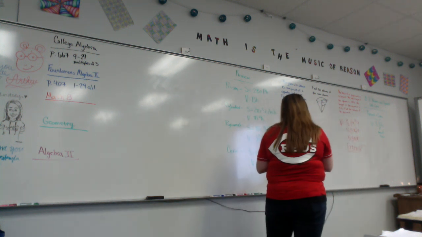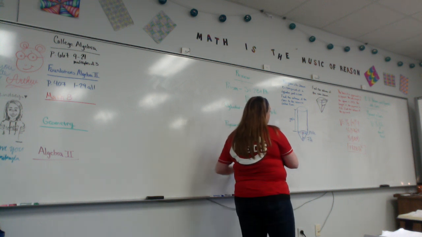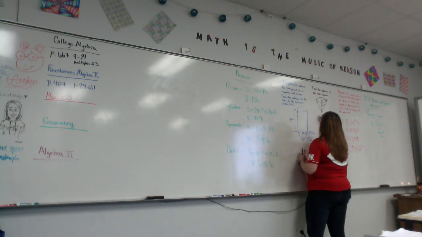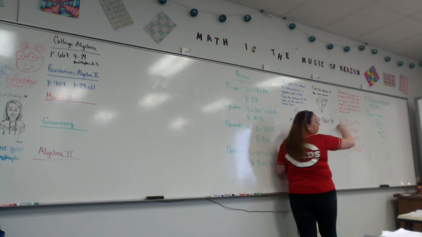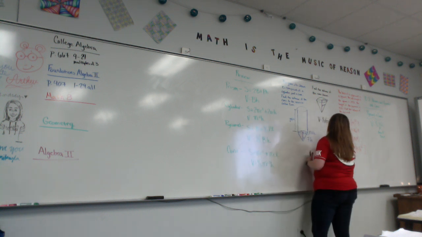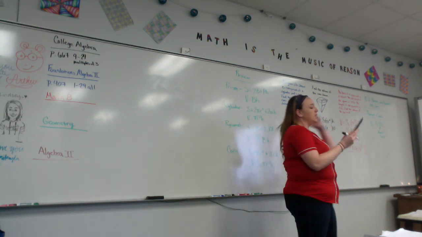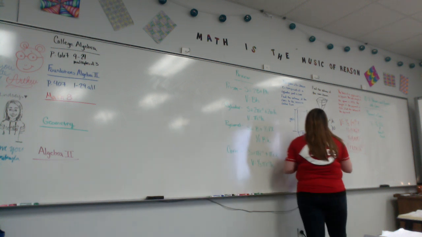Next we have: find the volume of the cone shown. The diameter is 13.5 meters. The height is 10. What do I do? V equals 1/3 pi r squared times your height. Now we're going to plug in. This is 10. What's my r? It's not 13.5. It's 13.5 divided by 2, which is 6.75. 6.75 is my r.